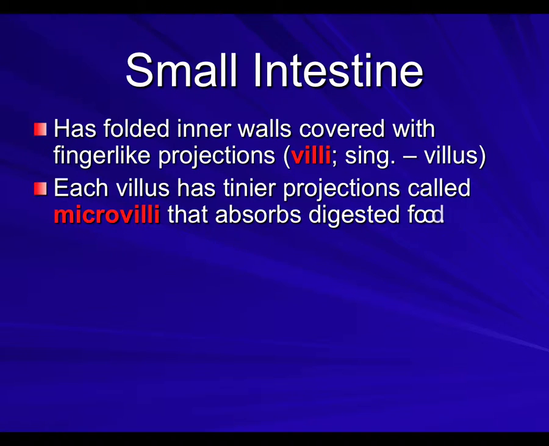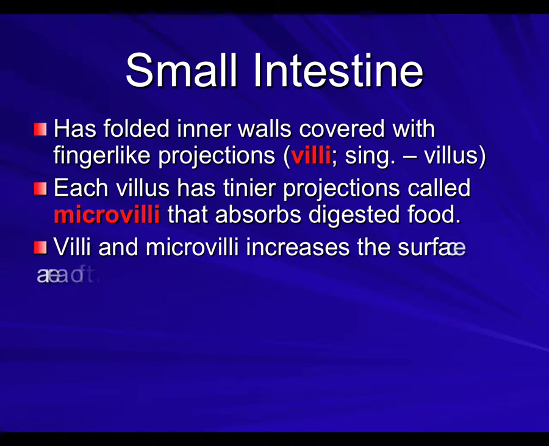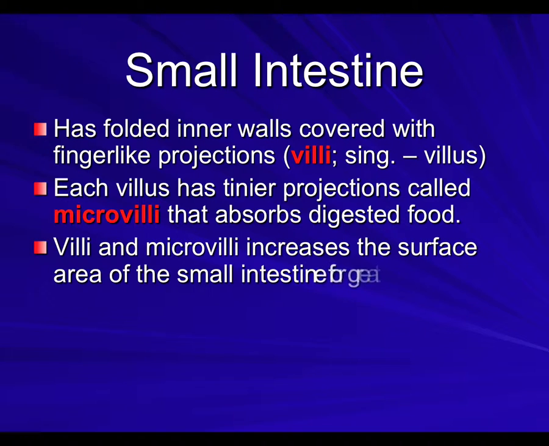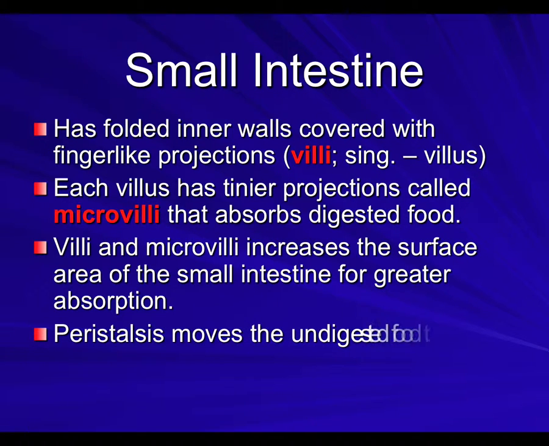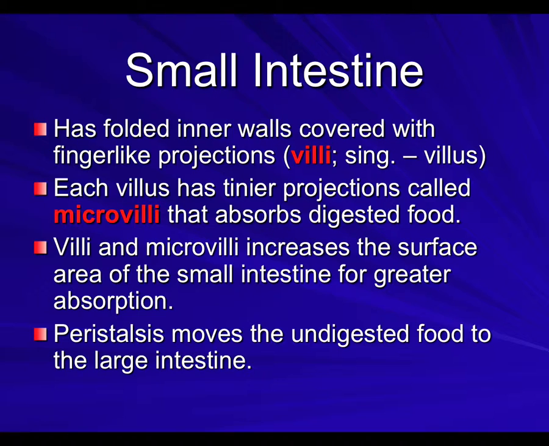So each little finger-like projection has little teeny microvilli on them, and again, that is to increase the surface area so that the maximum amount of absorption can happen through the small intestine. The villi and the microvilli increase the surface area of the small intestine for great absorption. I just alluded to that. And of course, peristalsis is the mechanism which moves the undigested food to the large intestine.